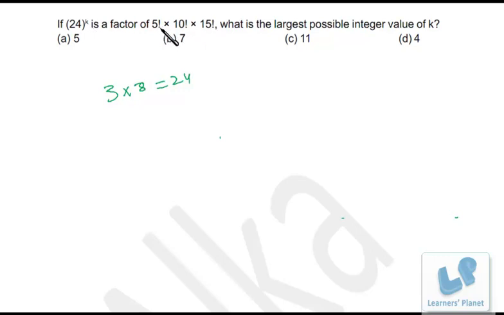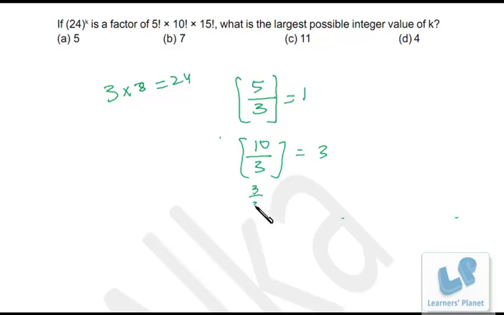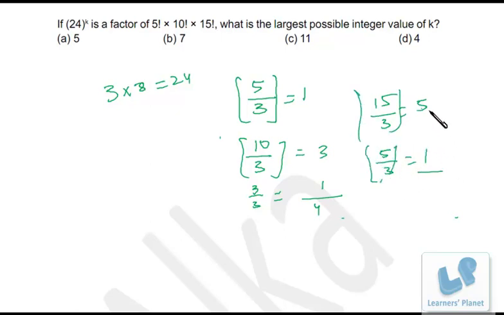So what we have to do? We have to find out the combinations of 3 and 8, right? Now 5 factorial, how many 3's will be there? 1, right? We just have to take the integral part over here. In 10 factorial, it's 10 by 3, that is 3, and 3 by 3 is 1. So in all, this is 4, and in 15 factorial, 15 by 3 is 5, and 5 by 3 is 1, right? So in all 5 and 1 is 6, and 4, that is 10, and 1, 11. So it is divisible by 3 raised to 11.